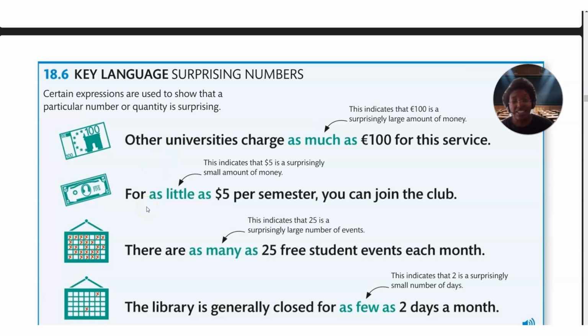For as little as $5 per semester, you can join the club. So as little as indicates that $5 is a surprisingly small amount. So when we use as much as, it's to indicate surprise for a large amount. When we use as little as, we're trying to emphasize the small amount. Let's look at the next one. There are as many as 25 free student events each month. So this indicates that 25 is a surprisingly large number of events. Again, as many as, as much as.